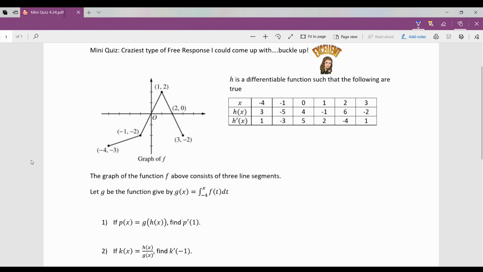So we've got the graph of f here, and it also tells us that g is given by g of x equals the integral from -4 to x of f of t dt. So first thing, g prime of x is going to equal the derivative of the antiderivative, which is going to be f of x. So this is the graph of f. It's also the graph of g prime.